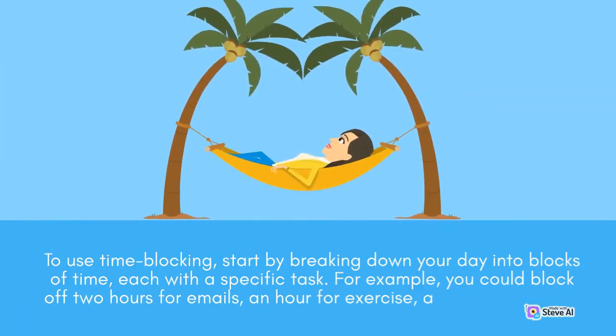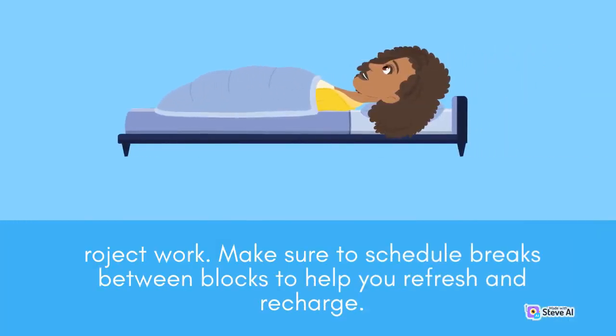To use time blocking, start by breaking down your day into blocks of time, each with a specific task. For example, you could block off 2 hours for emails, an hour for exercise, and 3 hours for project work. Make sure to schedule breaks between blocks to help you refresh and recharge.